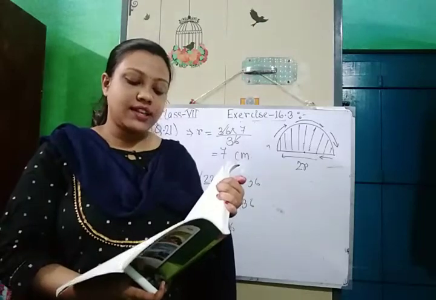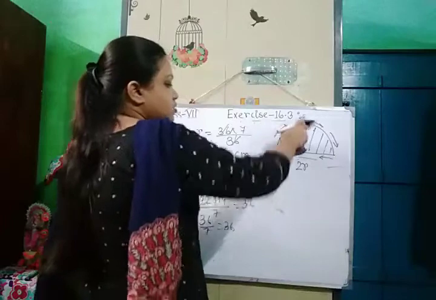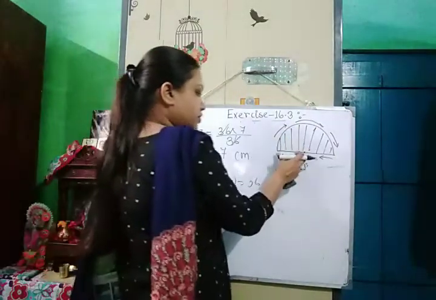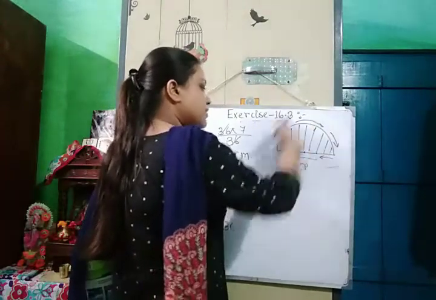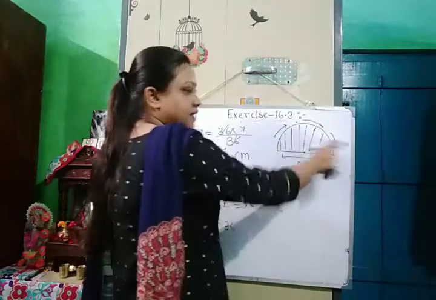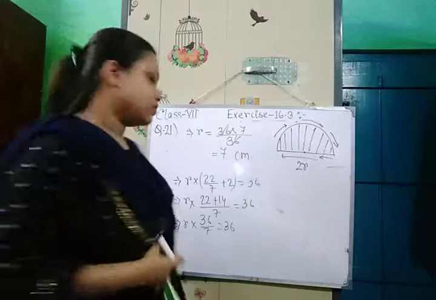Here it's asked what is the area of the shape. So we know now the radius of the shape. So what will be the area of the shape? If we know the radius, the area of the circle is pi r square. So what is the area of this semicircle? Semicircle's area is pi r square divided by 2.